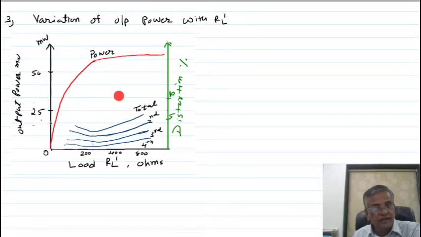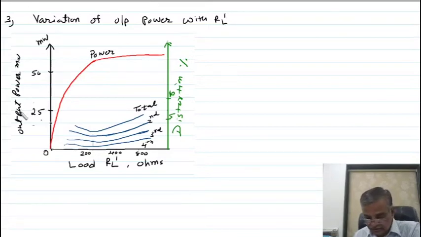But this graph indicates that the load which gives the maximum output power is different from the load which gives the minimum harmonic distortion. So to get less harmonic distortion, one has to sacrifice the output power.